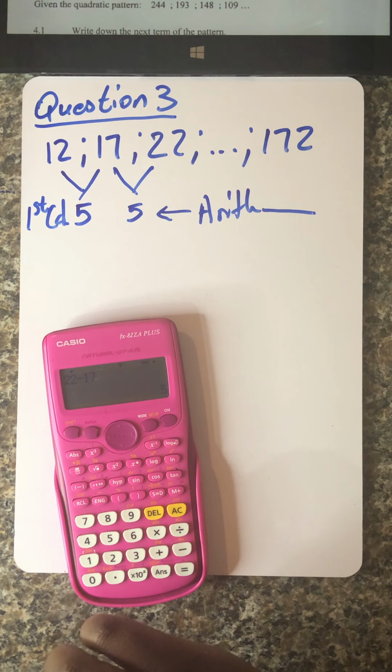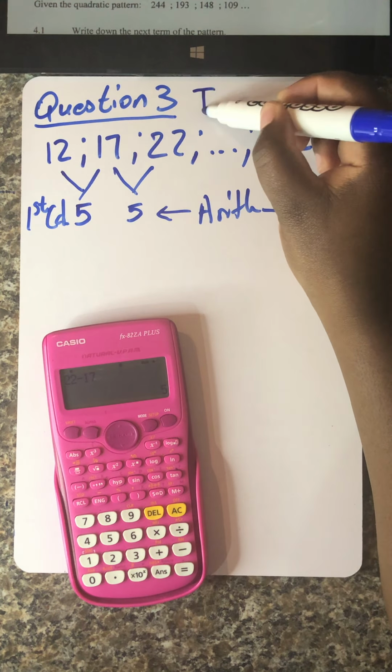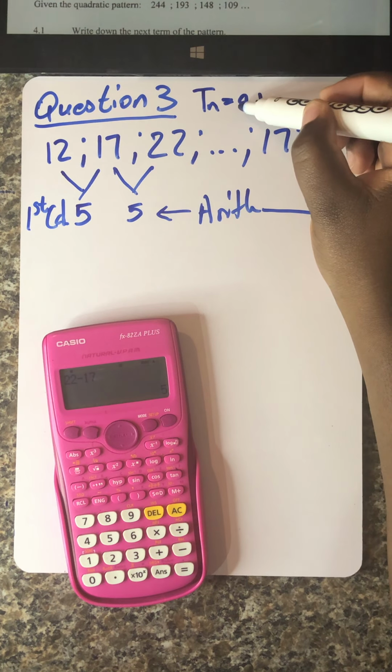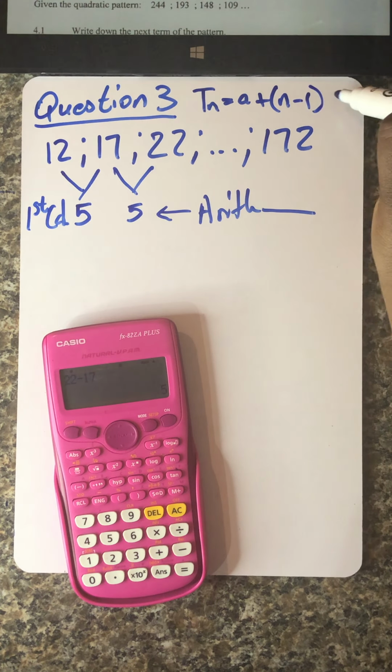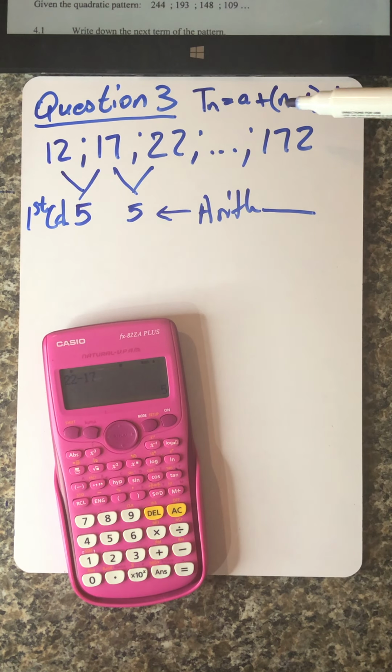Now because we're dealing with an arithmetic sequence, we know we are most likely to use this formula: Tn equals a plus (n minus 1) times d. For us to be able to tackle questions related to this pattern, from time to time we might refer to that formula. Based on what the question wants, we'll then be able to use that formula to answer the questions.